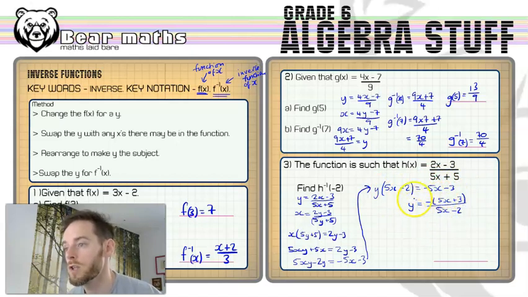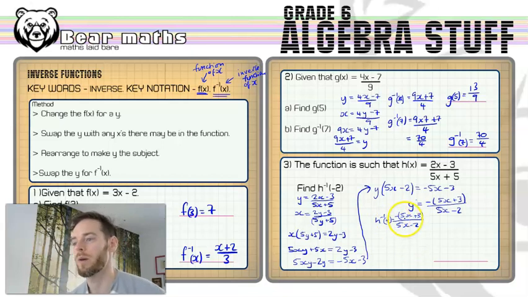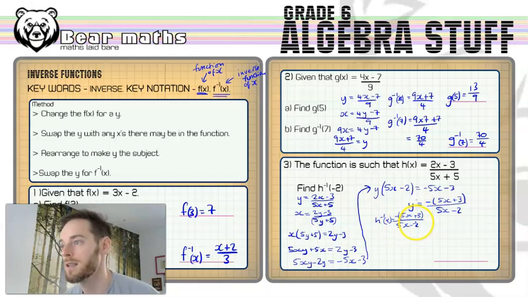Okay, and then we just change that y for h to the minus 1 of x. So h to the minus 1 of x is equal to all of this. Minus (5x plus 3), all over 5x minus 2. Told you it was a long-winded one. Right, a lot of concentration needed here, but I'm there. I've got the inverse function. All I've got to do is substitute the negative number into it and then evaluate it.